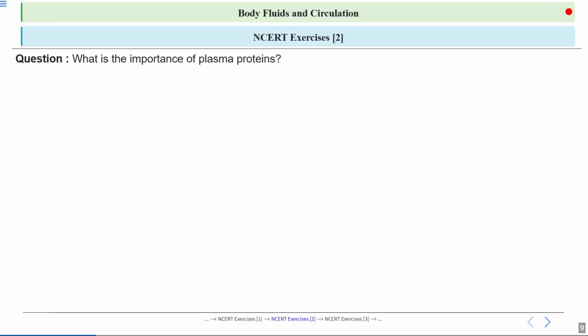Next question: what is the importance of plasma proteins? Let's have a look at the answer.